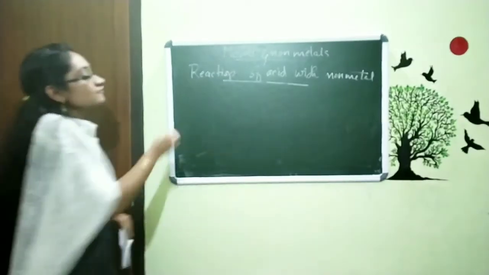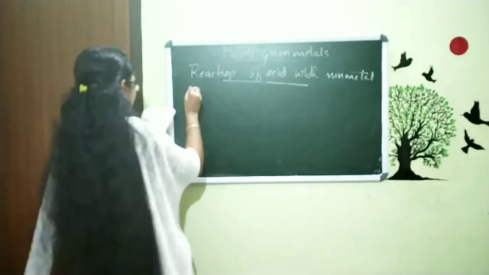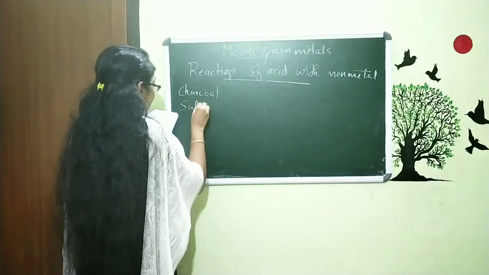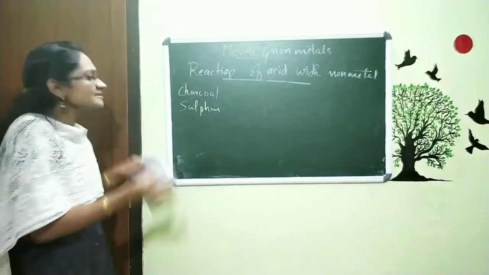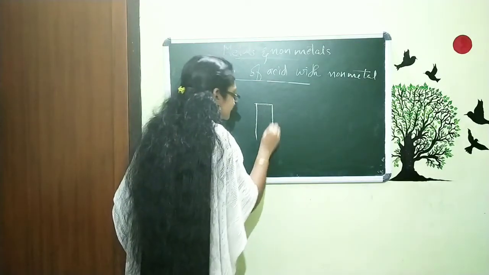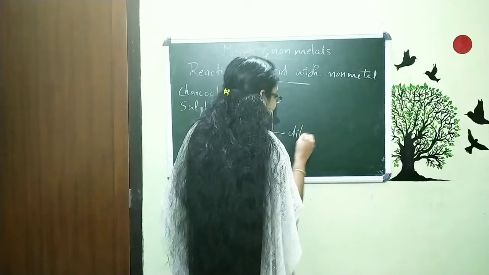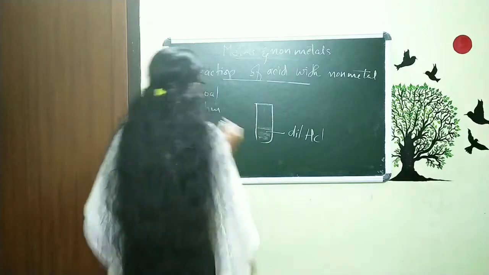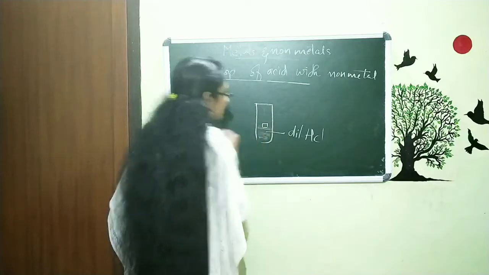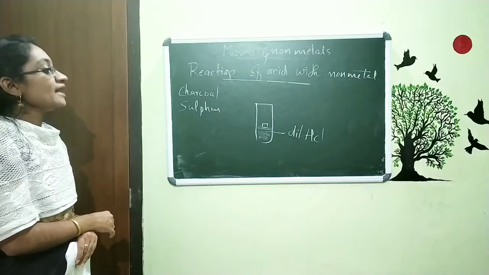Non-metal. So for this, in a similar way, we are selecting certain types of non-metals: charcoal, sulfur, etc. Again I am taking one test tube, filling it with dilute acid. I am selecting dilute hydrochloric acid, and in the same manner I am taking a piece of coal and putting it in this acid, and I am observing what happens.